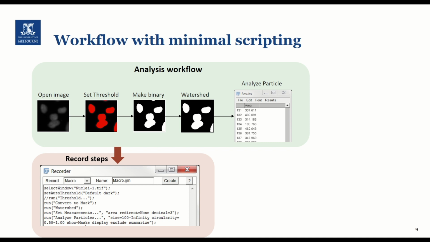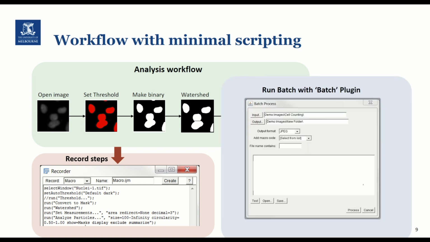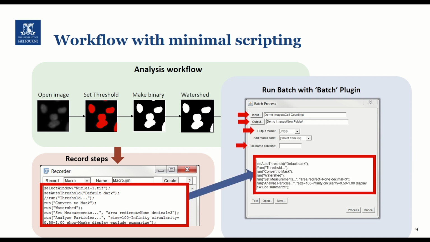Or we can record each step, and then we can use the Batch plugin, which is an inbuilt plugin in Fiji. In this plugin, you can set up the input folder, output folder, and also the output formats. And also you can run specific files using the file name filter here. We can copy and paste our recordings and run the batch by clicking process. Then the same process will be repeated on every image in the input folder, and the last active image will be saved in an output folder.